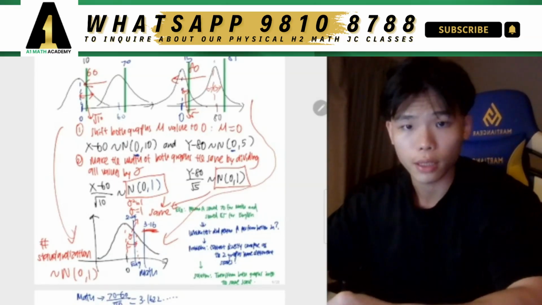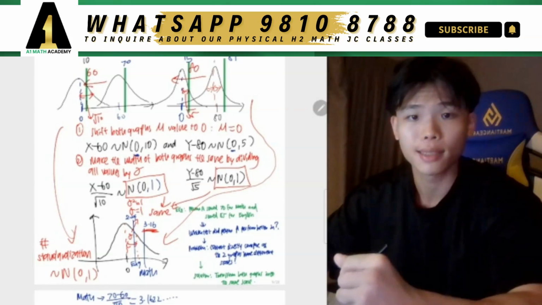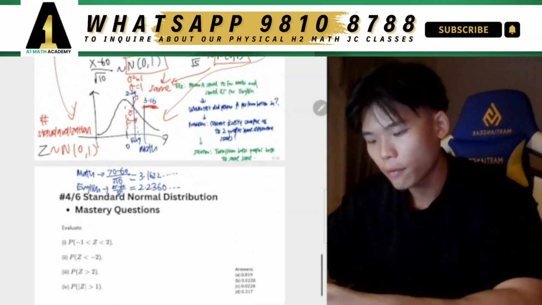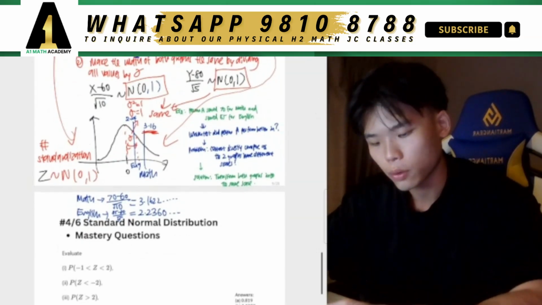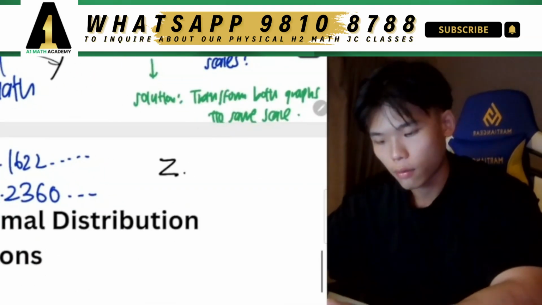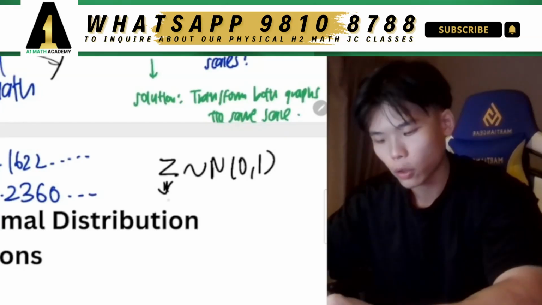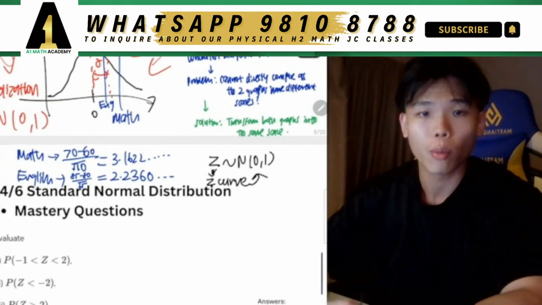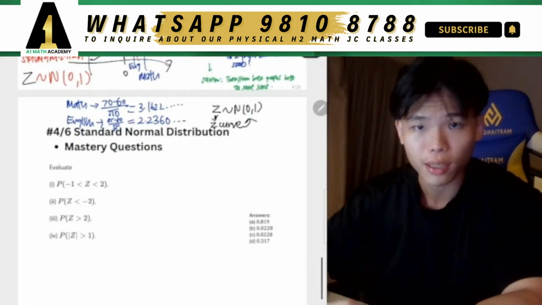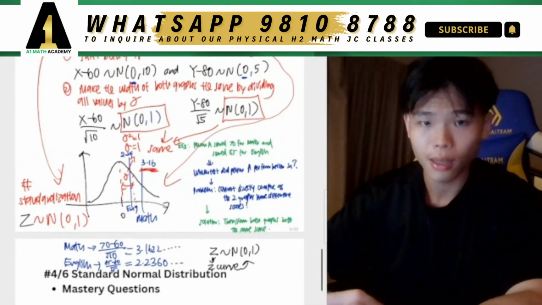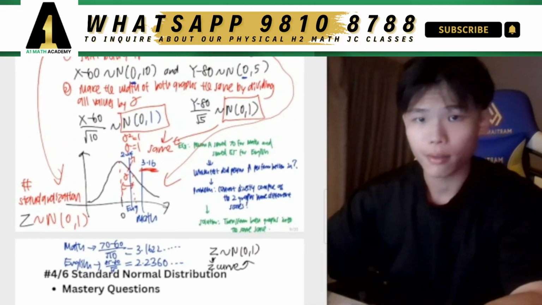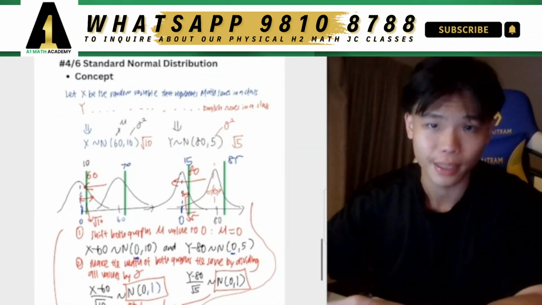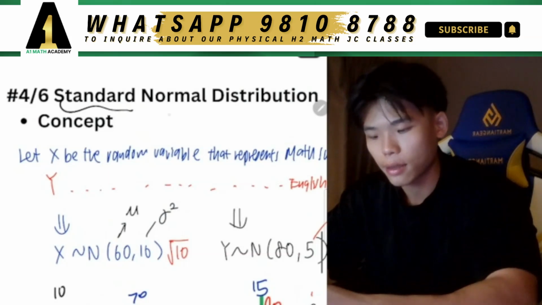And this standardized graph has a symbol that we will always use. And this symbol is the letter Z. So whenever you see Z follows a normal distribution of this, sometimes we call this the Z curve. And the Z curve is essentially a normally distributed curve with specifically 0 as the mean and 1 as the standard deviation and variance, right? So this is the whole idea behind why we actually do standardization and the concept behind standard normal distribution.